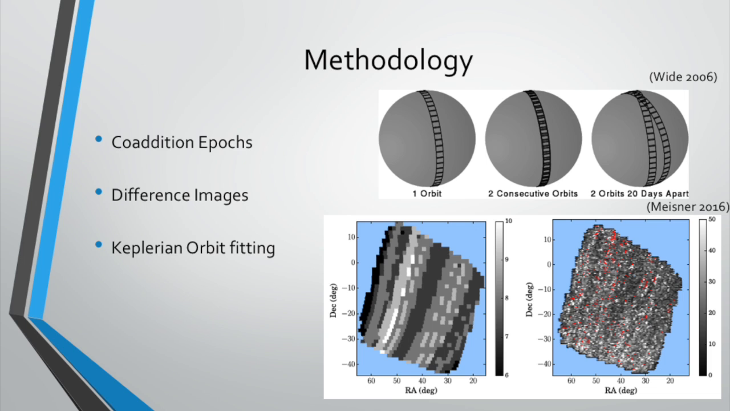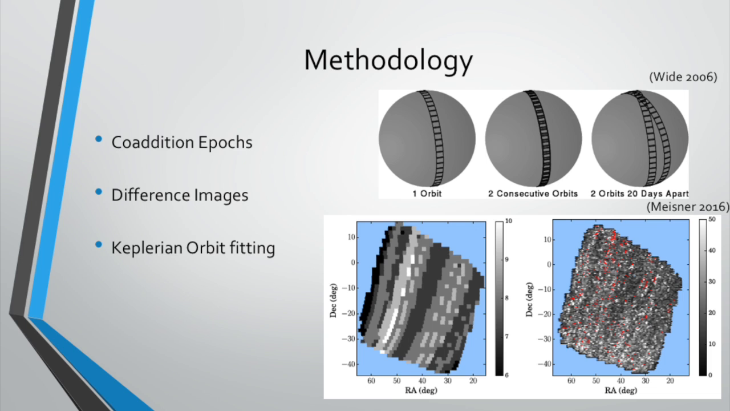Lastly, we're going to take a look at the methodology. The team utilized coaddition epochs, difference images, and Keplerian orbit fitting in order to see if they could detect Planet 9. As seen in the top right image, as well as the animation on the last slide, WISE's scan will overlap multiple times. The team took advantage of this by combining exposures in order to have brighter images, therefore increasing the likeliness of a detection.